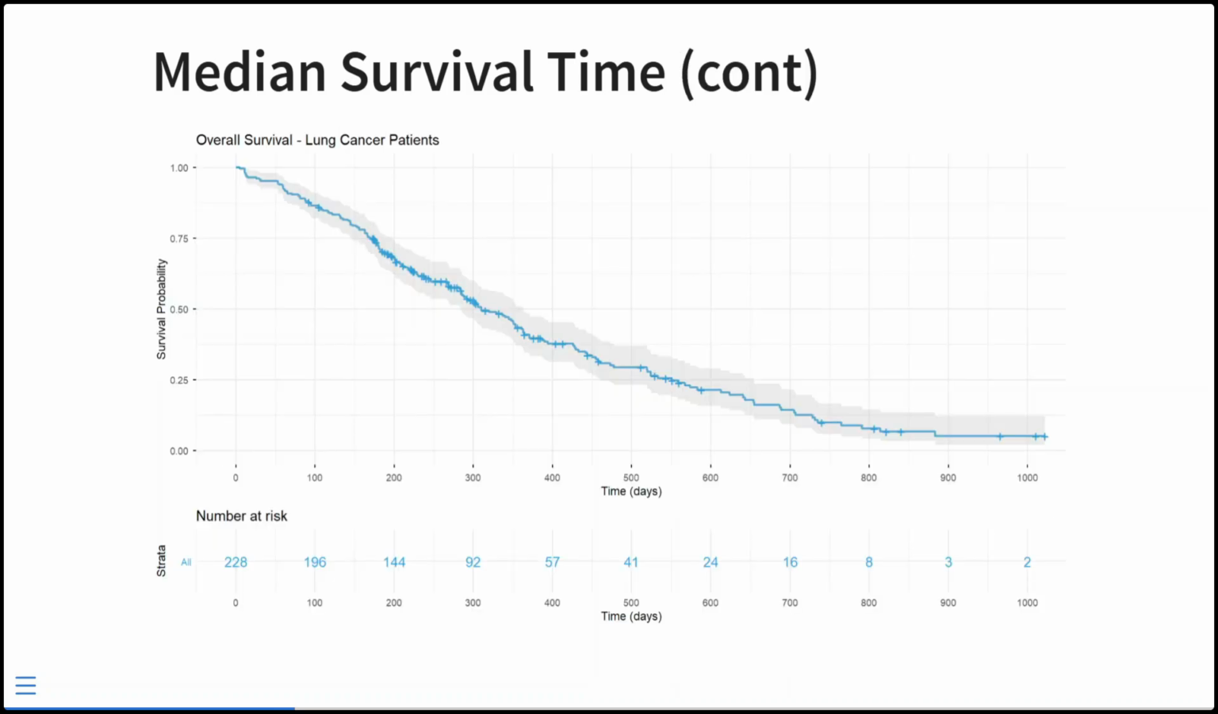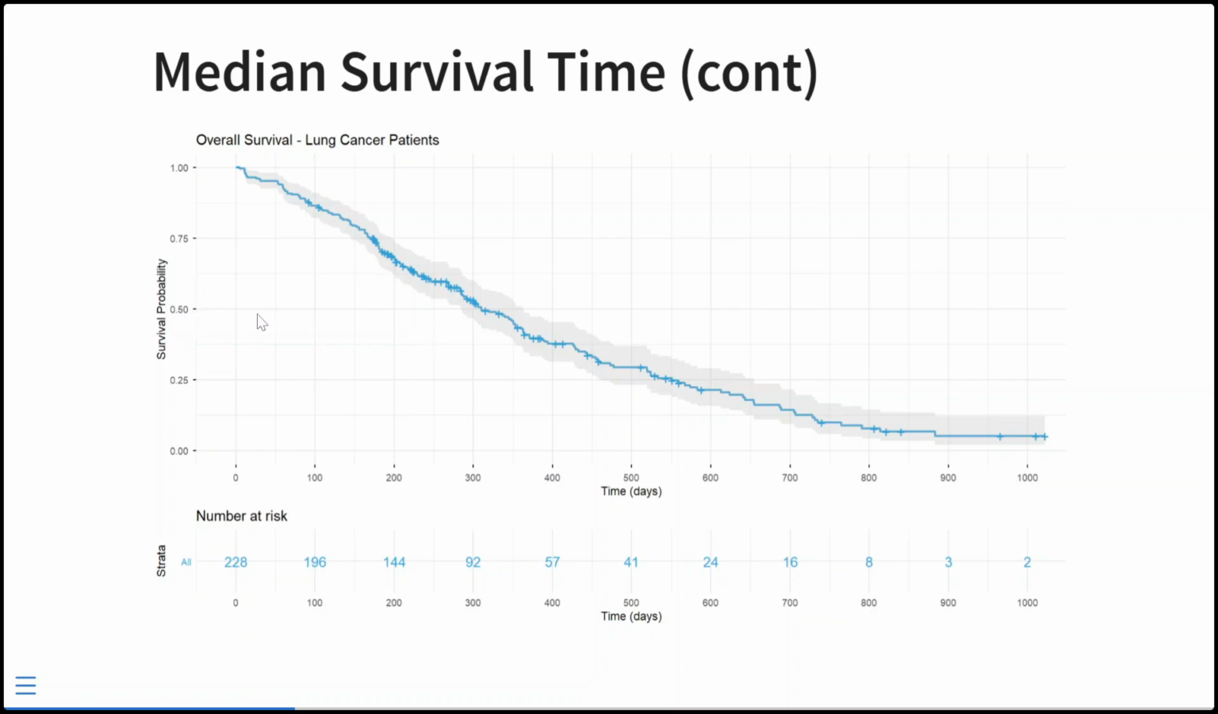So if you look at this particular graph now, this is the graph of lung cancer patients. This is the overall survival of lung cancer patients. We have our survival plot now. We have on the x-axis the time, which is in days, and on the y-axis the survival probability. You can see the survival curve declining in steps. You can also see some of these ticks, which indicate censoring at those particular times.